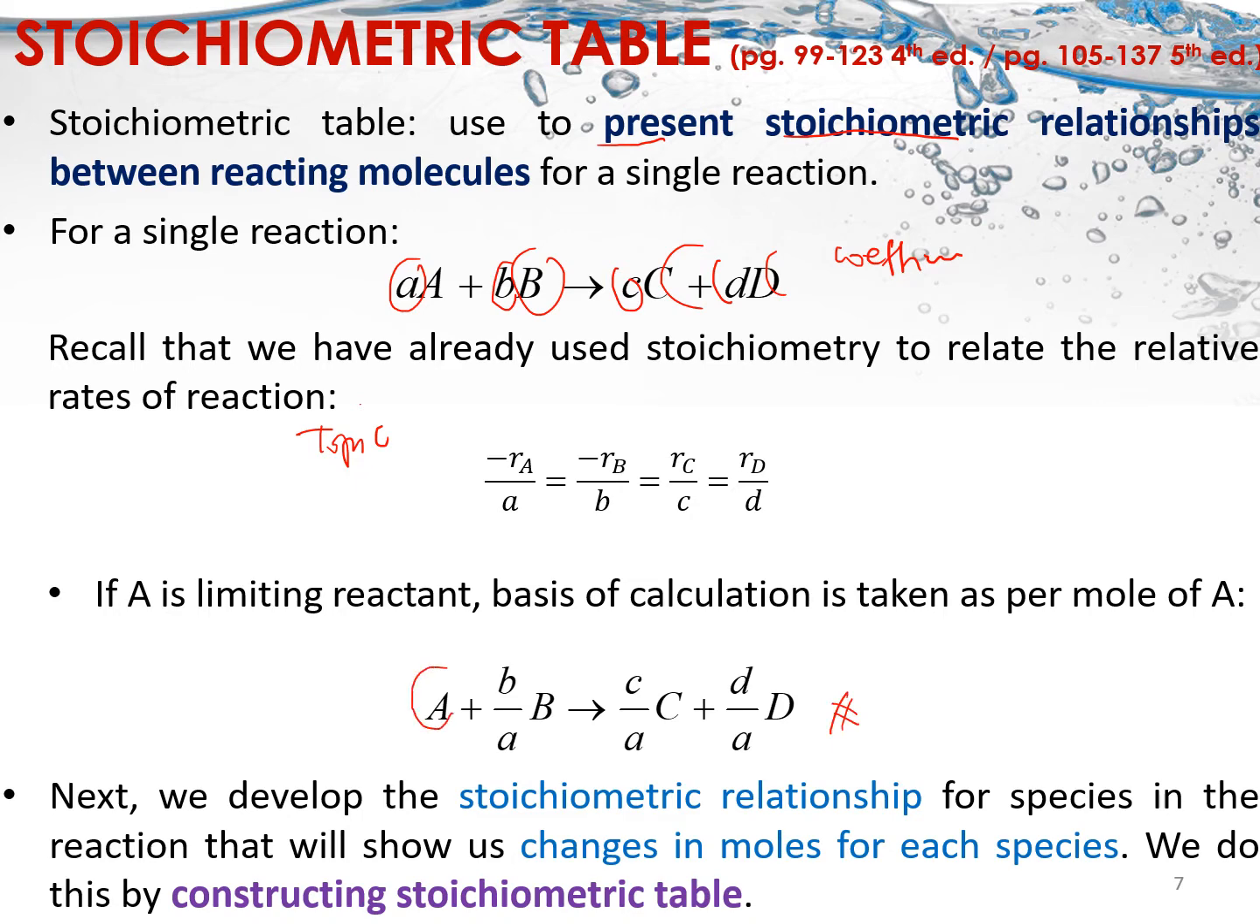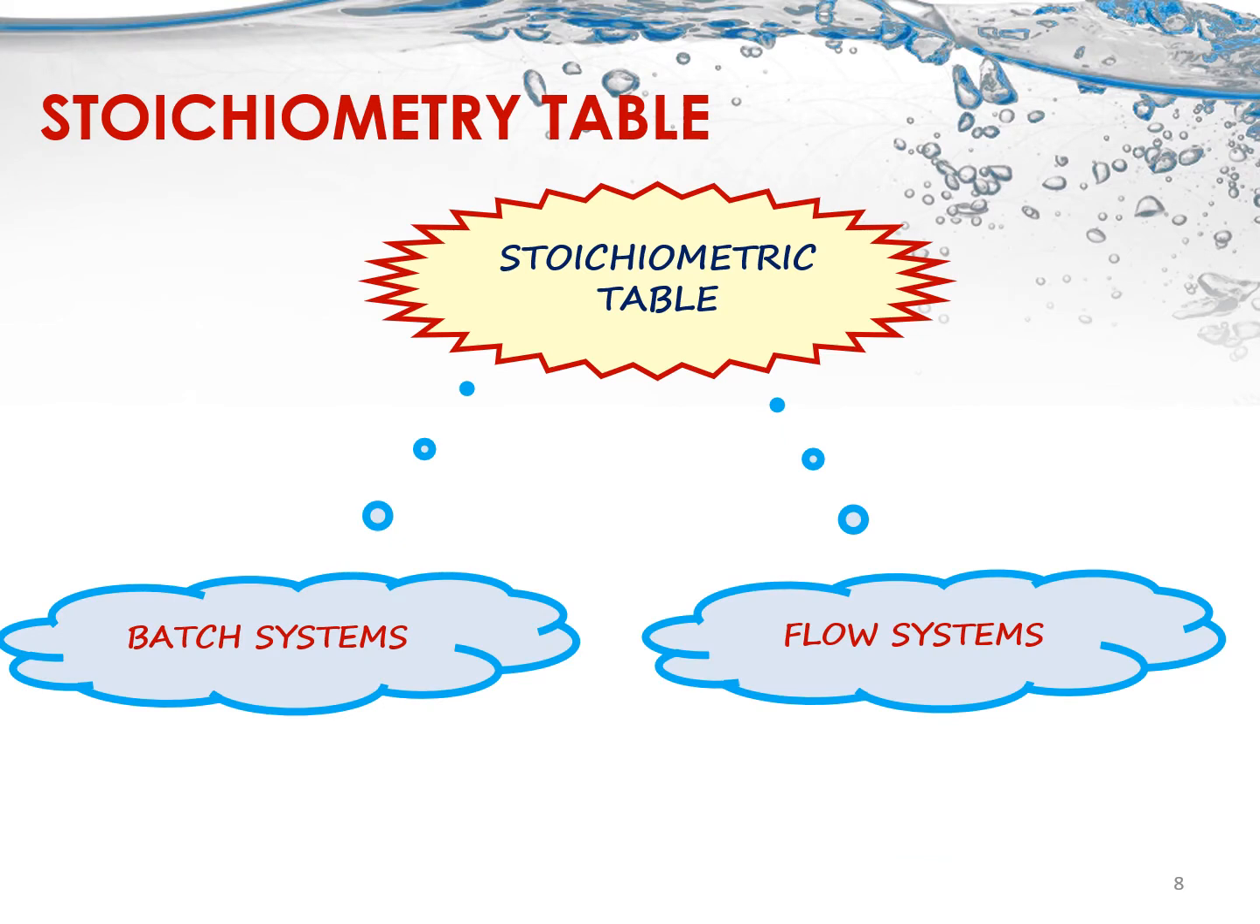Next we develop the stoichiometric relationship for species in the reaction, which we show as changes in moles for each species. We do this by constructing a stoichiometric table. For the stoichiometric table we have two categories, which are the batch system as well as the flow system. This is applicable for fluid, or we call it liquid, and also gas systems.